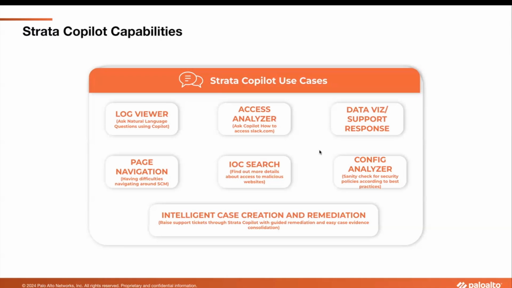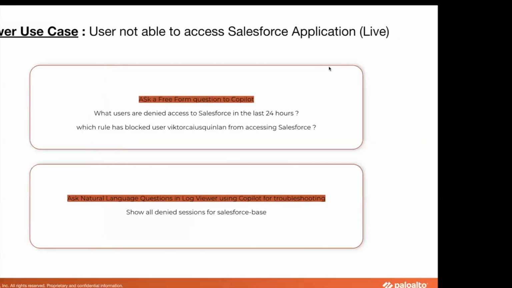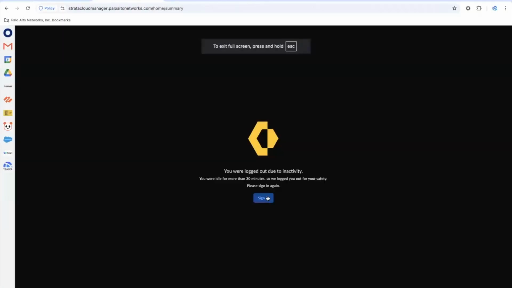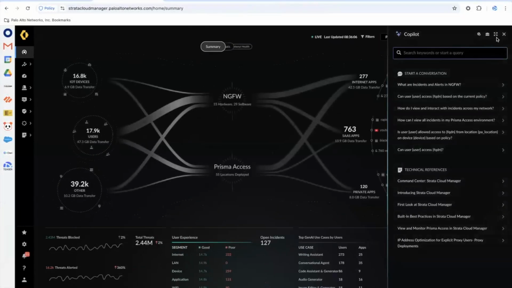So now that we have looked at the use cases, let's quickly take an example. All right. So the first use case, let's say a user is not able to access Salesforce application. So I'm going to quickly go to my dashboard and I'm going to start showing you how Copilot can solve that for you. Give me a quick second. I'm signing in right now. And this is where you can look at the Strata. It's on the right hand side.